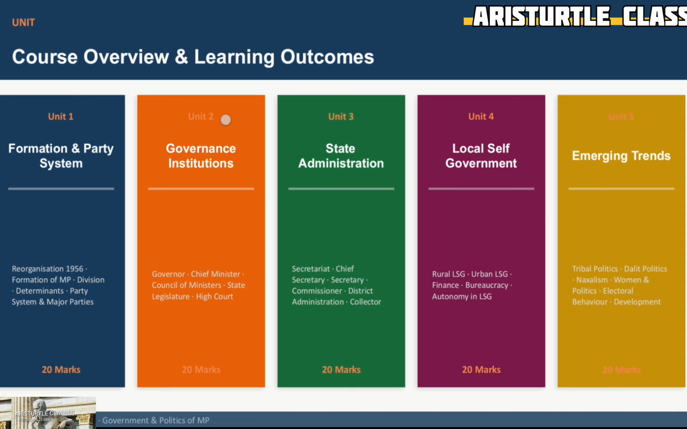In the second unit, we are going to understand the governance part, basically legislative, executive, and judiciary. In the third unit, we will try to understand the state administration. In simple words, we will try to understand the bureaucracy, the bureaucratic system which runs Madhya Pradesh. Then we will try to understand local self-government in Madhya Pradesh.